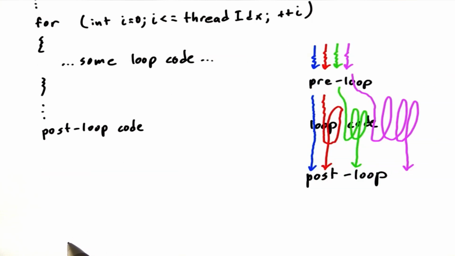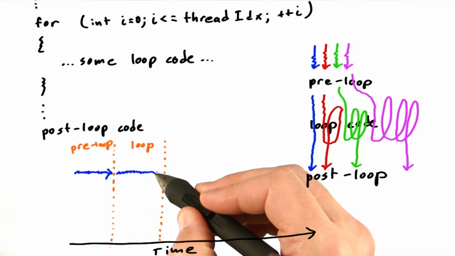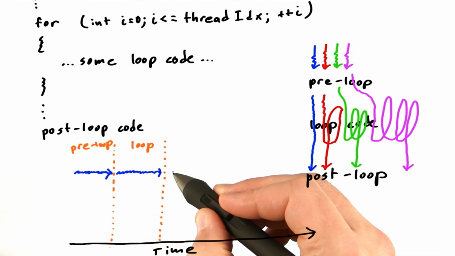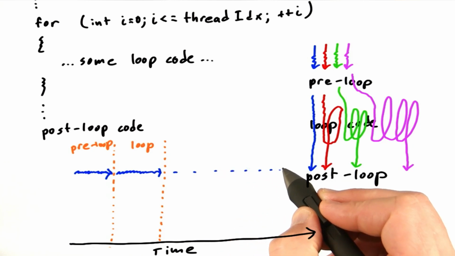So if we think about these threads a little differently in terms of what they're doing over time, the first thread is executing the pre-loop code, then it goes ahead and executes the loop code, and then it really just kind of sits around, okay? Doesn't have anything to do for a while.